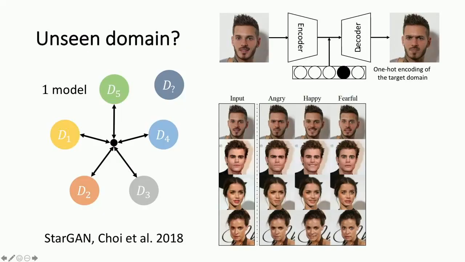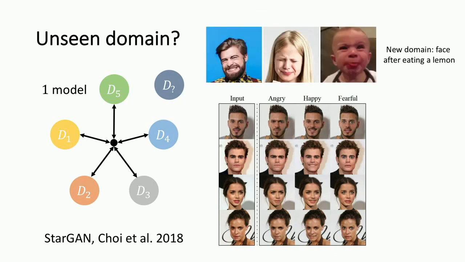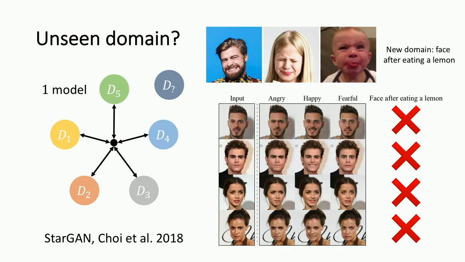However, there's still a problem. What if we want to translate an image to an unseen domain? For example, I really want to know what my face would look like after eating a lemon. But of course, I don't want to actually eat a lemon. So, of course, this expression, this domain is not seen during the training of StarGAN. And StarGAN cannot help me with that. It cannot produce anything because it's not trained on this domain.